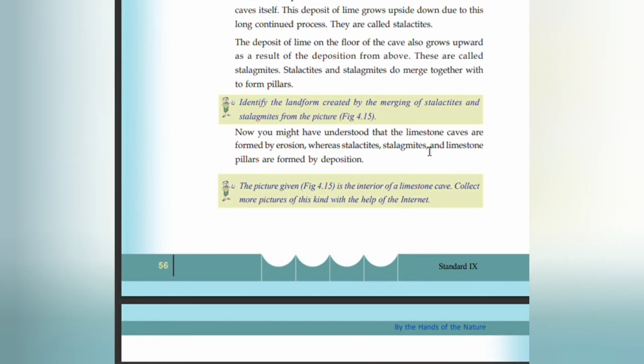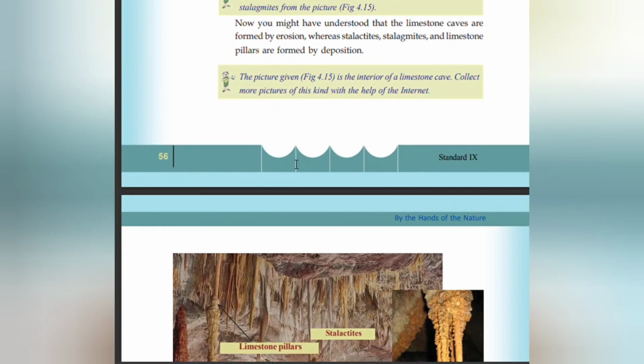Now you might have understood that the limestone caves are formed by erosion, whereas stalactites, stalagmites, and limestone pillars are formed by deposition.